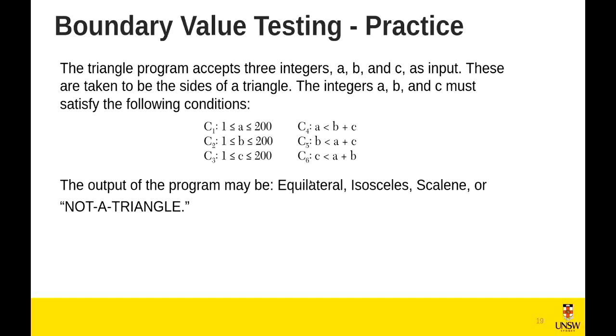So this term means all the three sides or all the three edges are the same, and the second term means two edges, two sides are the same, but the third one is different from the other two. And the third one means all the three sides are of different lengths. So these are the meanings of the outputs here.